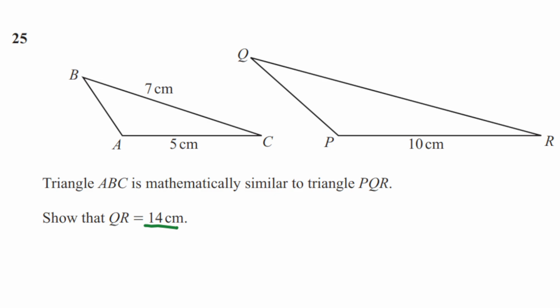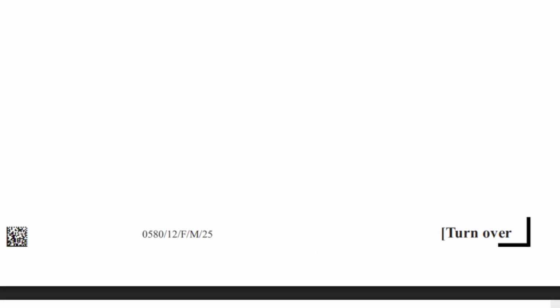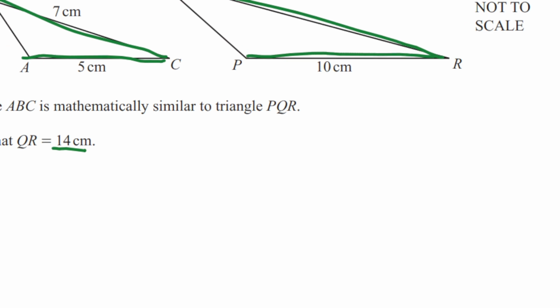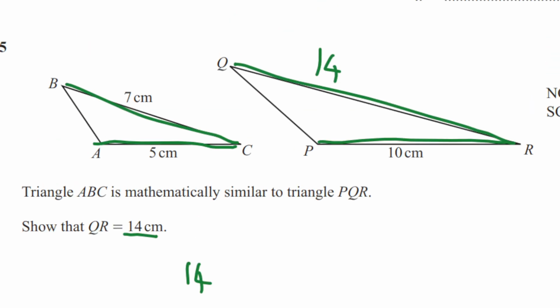So the students will do this mentally. Since AC is 5 and PR is 10, it's double of it. So QR is double of this. So if that is 7, this is 14. And then the student will just go down here and they will write it's 14. The question didn't ask you to find QR. QR is already 14 and the question says it's 14.